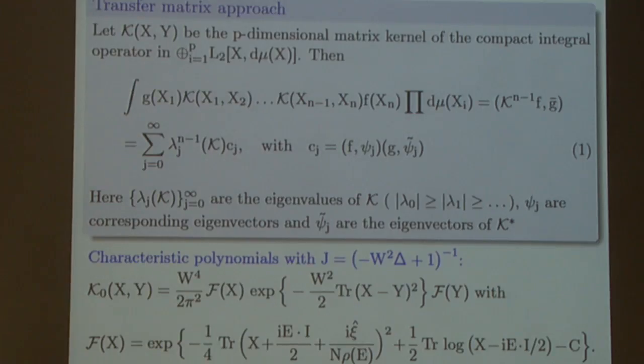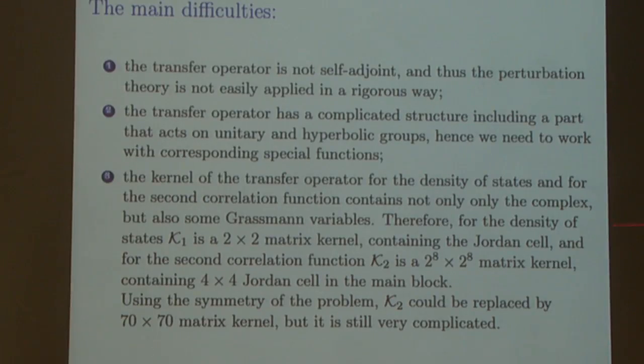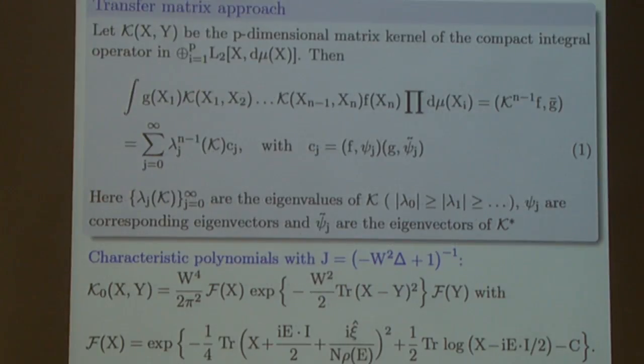The second problem is that for characteristic polynomials it's quite nice: X is just a 2 by 2 Hermitian matrix and so on. If you want to deal with density of states or correlation functions, this X will be a 2 by 2 matrix with Grassmann variables, or a 4 by 4 matrix with 8 Grassmann variables. The main problem is that the kernel of your transfer operator here is just a scalar function, but for the second correlation function, that will be a 256 times 256 matrix. Even if you use the symmetry of the problem, you can reduce the size of this matrix, but it still will be 70 by 70. So it's quite a complicated structure, and you need to deal with it.